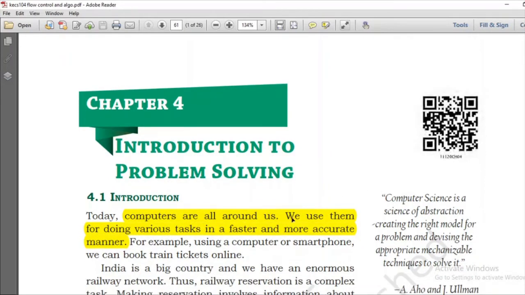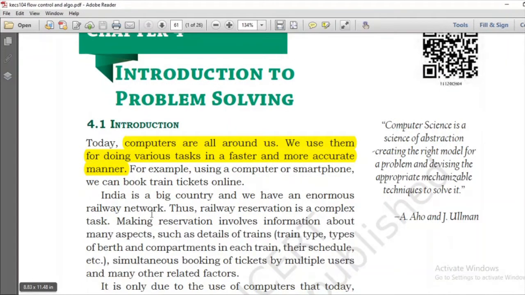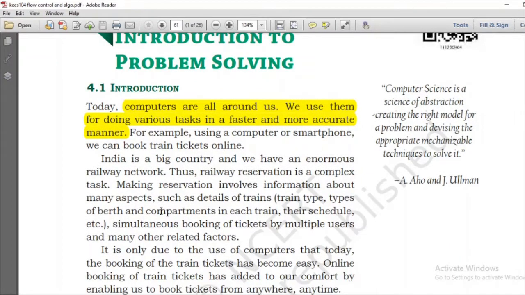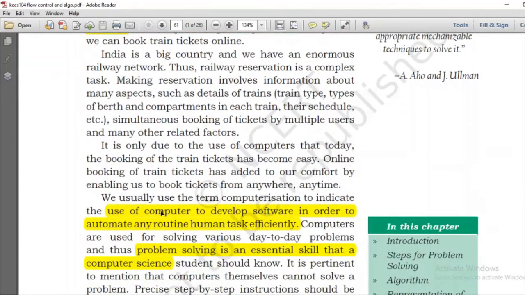Today, computers are all around us. We use them for doing various tasks in a faster and more accurate manner. We are using computers in our daily life everywhere, whether as a computer or a smartphone, or for performing various tasks such as booking tickets online or online shopping. So in this introduction, they are just telling you how computers can be used in our day-to-day life nowadays.